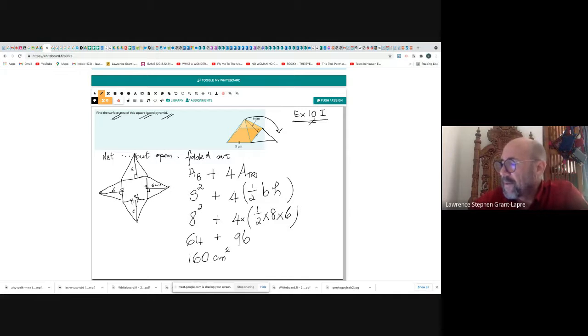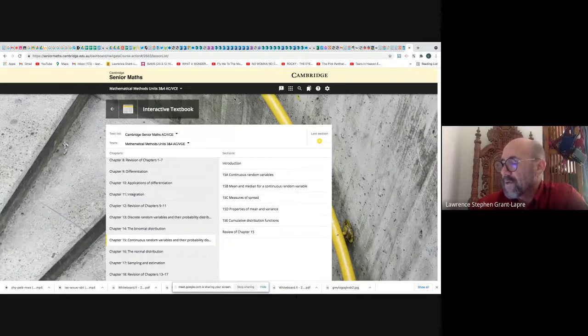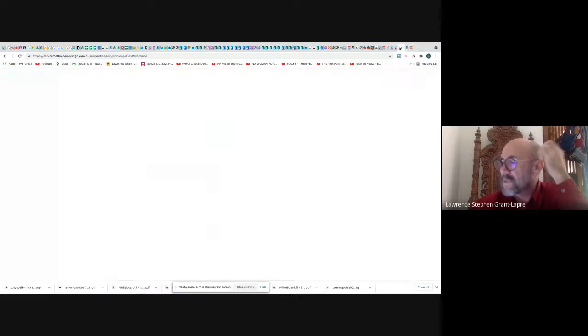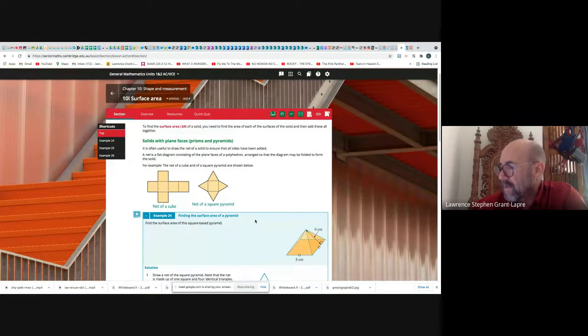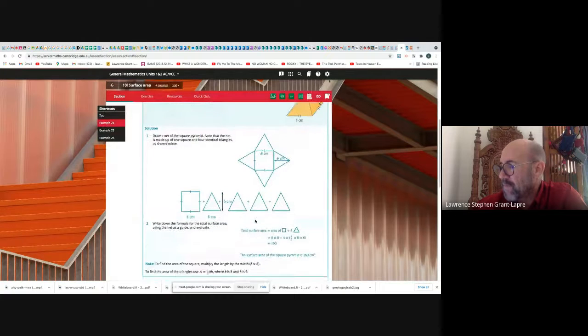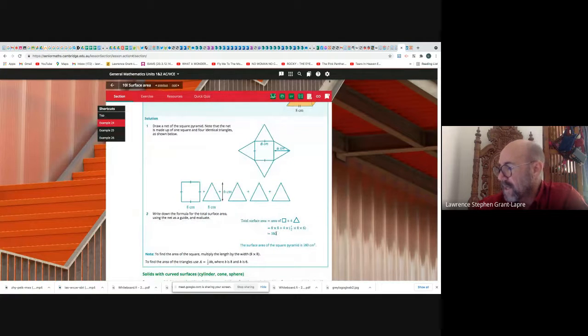All right, so that is the total area. I'll put area T for total. And so it's just one way to say that. But when you look at your textbook, I believe this example may be in your textbook. I think it's this one. I've just looked at example 24, and we've got a little bit more information, and you can see that the area is 160 square centimeters. So the surface area of the square pyramid is 160 square centimeters.